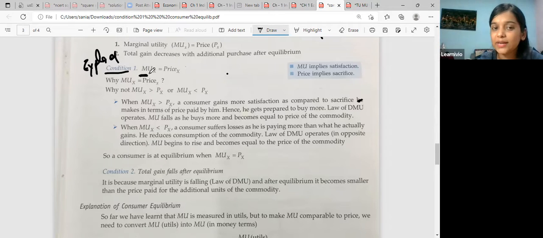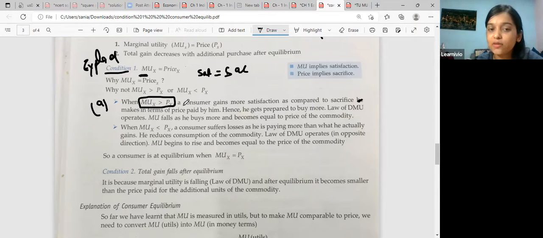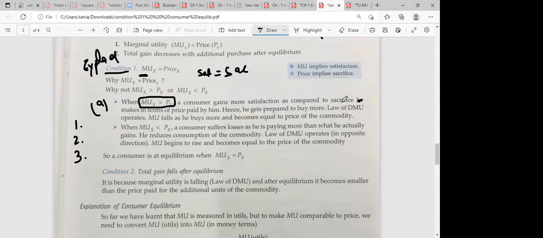Then you will write this: MUX equals PX. And below that you will write satisfaction equals sacrifice. Clear? Then you will write A, and then MUX is this one. The first point, second point, third point. First point is: a consumer gains more satisfaction as compared to sacrifice. Clear? Okay.